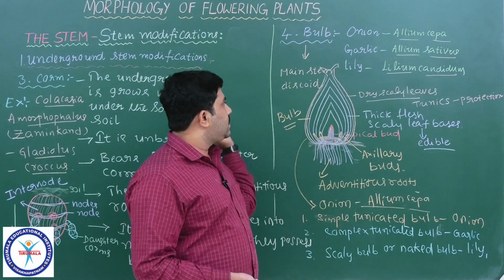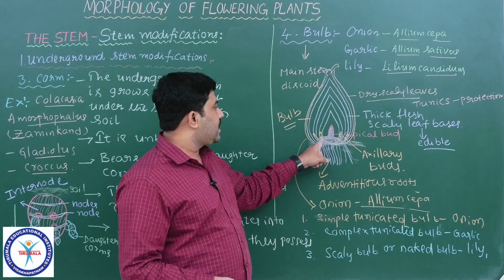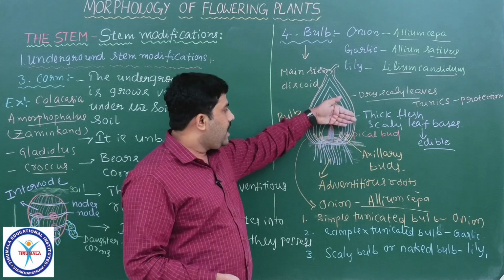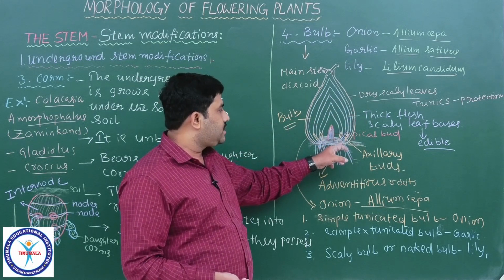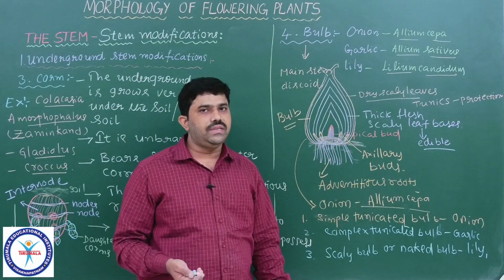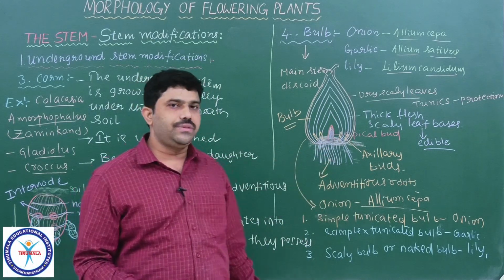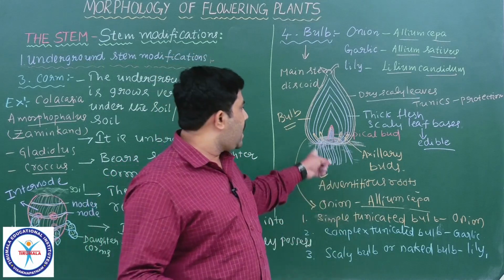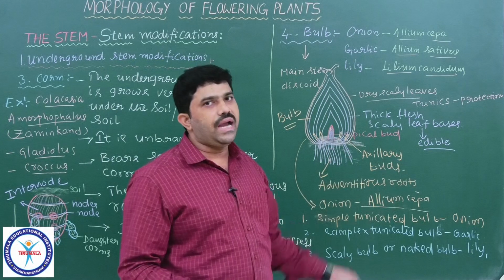So all these underground stem modifications are very important for vegetative propagation, developing from the axillary buds. If they grow well, they detach from the parental bulb, and each individual axillary bud grows like an individual plant with the help of roots. They produce individual adventitious roots, projecting from the nodal portions of the discoid stem hidden inside the soil.